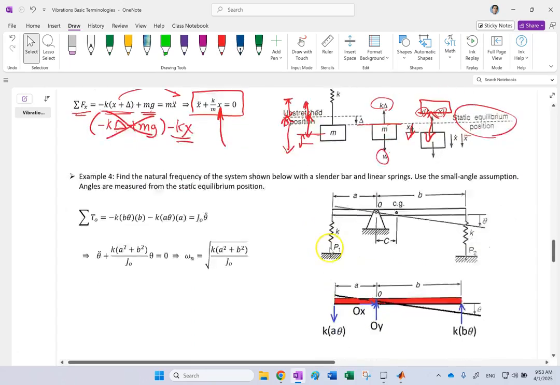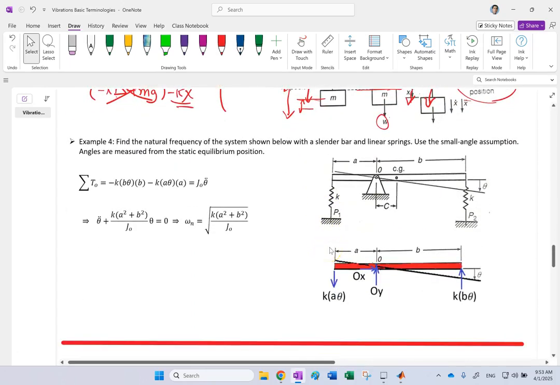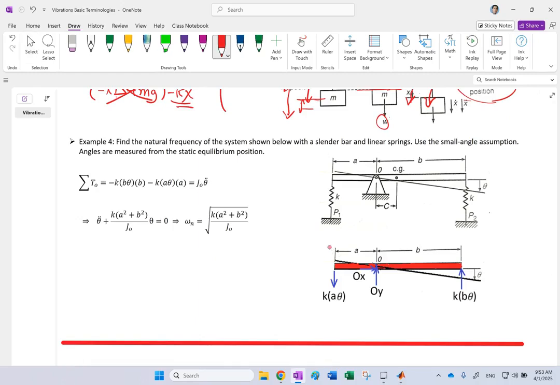Good. The last problem that we are going to solve is a little bit more interesting. So here I have something like a seesaw, which is pivoted at the point of centroid. So centroid is here, distance c from the pivot. And at the two ends with distances a and b, I have two springs with constant k. And the only degree of freedom in this system is theta, this angle measured in a clockwise manner.